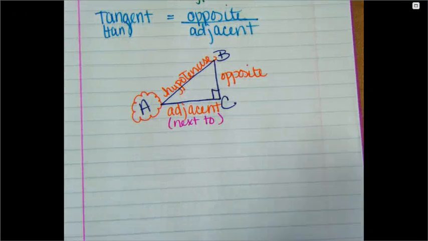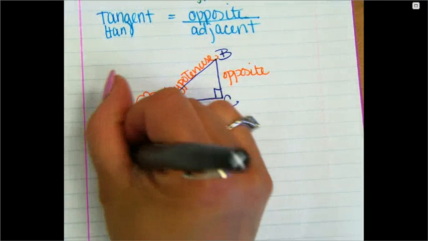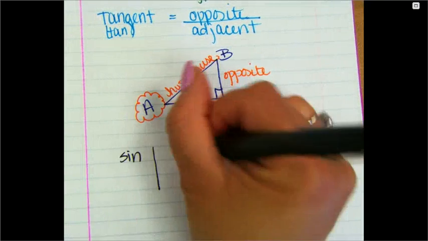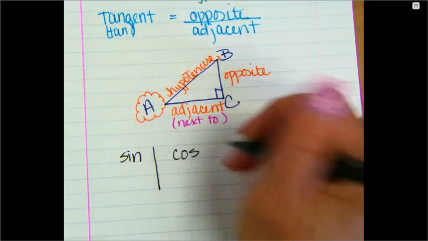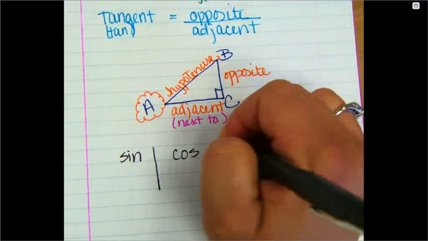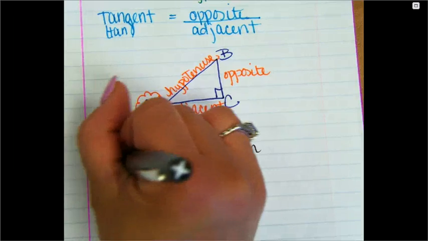So, I have this lovely little chart we're going to draw. And we're going to go ahead and call it sine, cosine, and tangent.